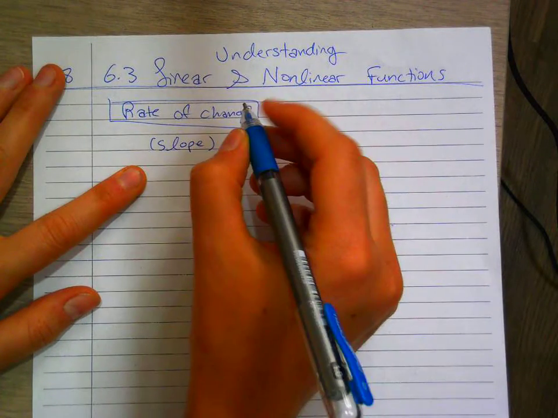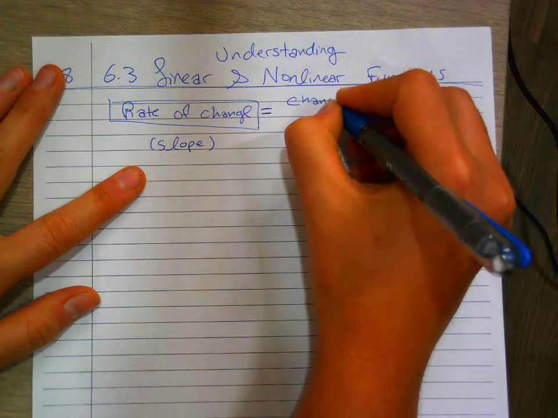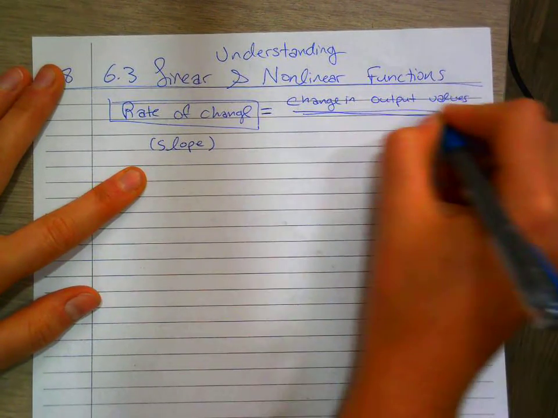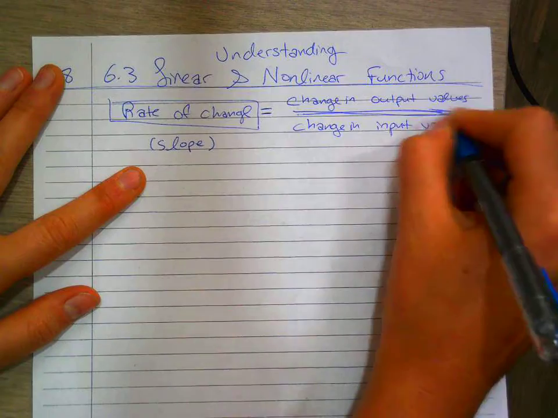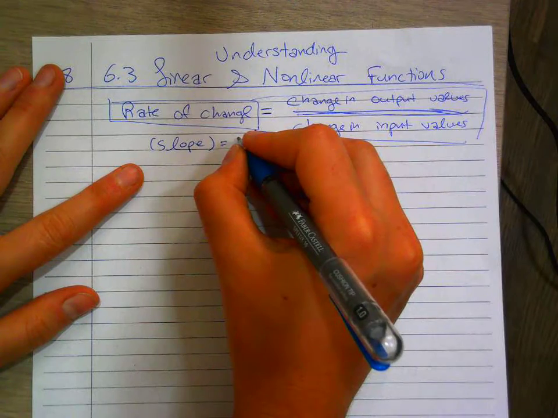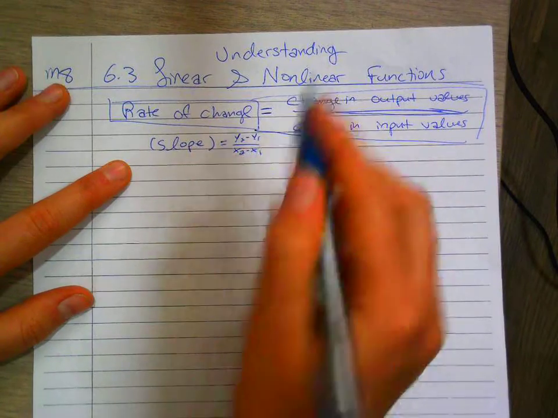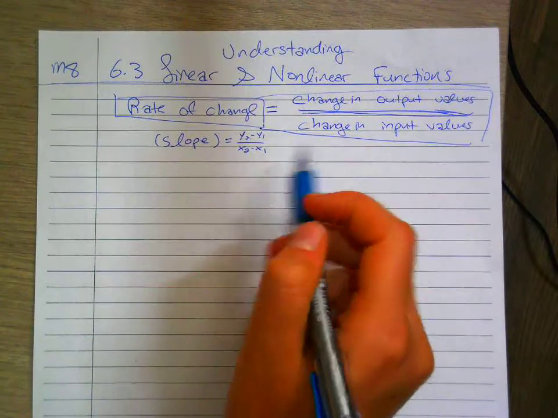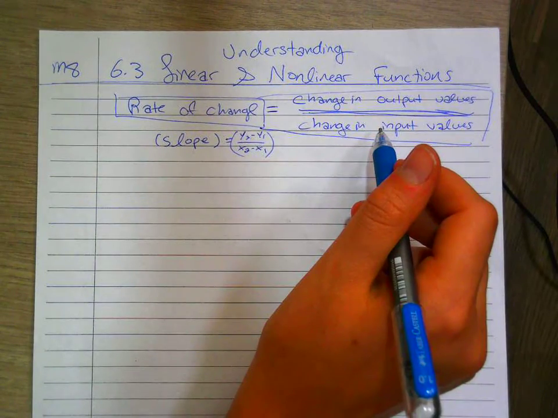When we do rate of change, it's equal to the change in output values over the change in input values. This is important to note, and it compares to what we've learned. Slope is y2 minus y1 over x2 minus x1. So this is really just the change in y, the output values, and x is the change in input values. When we talk about slope in lines, it's similar. We just state it differently for a function.